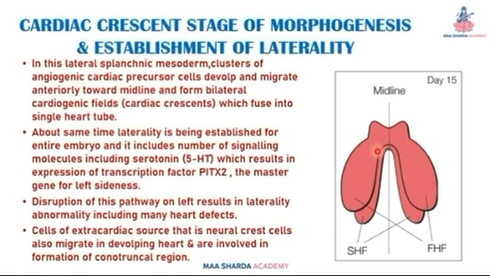About the same time, laterality is being established for the entire embryo, and it includes a number of signaling molecules, including serotonin, which result in expression of the transcription factor PITX2, the master gene for left-sidedness. Disruption of this pathway on the left results in laterality abnormalities, including many heart defects. Cells of extracardiac source, that is neural crest cells, also migrate into the developing heart and are involved in formation of the conotruncal region.